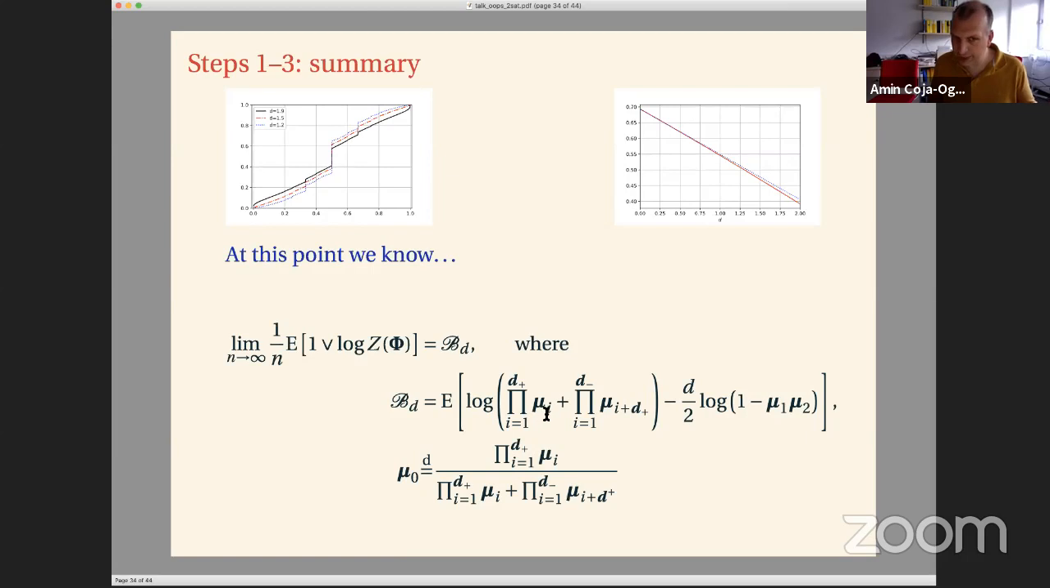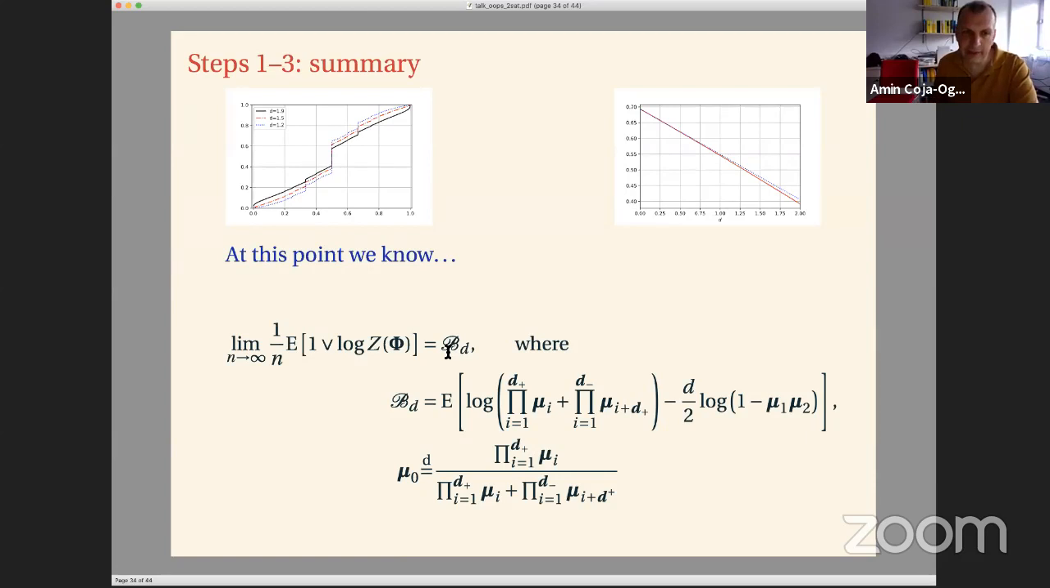So it was expressed as an expectation over a bunch of random variables where these mu i's came out as samples from a probability distribution that was defined by a stochastic fixed point equation. What we managed to do so far in the first 3 steps of the proof was to prove that the limit of 1 over n of expectation log Z of phi actually equals this quantity. And in order to avoid the very few unlikely cases where log Z is 0, I have to take a max of 1 and the log of Z here in order to avoid the expectation being minus infinity for trivial reasons. So we managed to prove that actually the expectation of our random variable is given by BD.